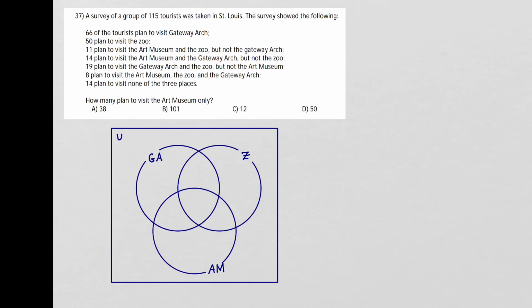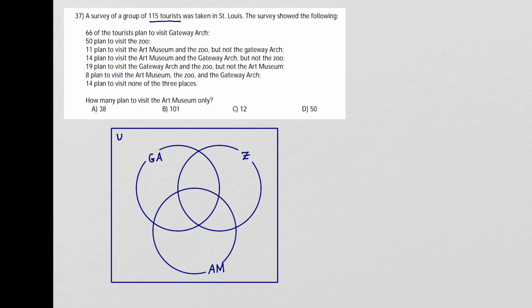In this problem, it says that a survey of a group of 115 tourists was taken in St. Louis, and the survey showed the following. So in these problems, you always want to keep track of all the numbers that they give you. We know that all of the numbers in this Venn diagram are going to add up to 115 ultimately. That's how many people were in this survey.